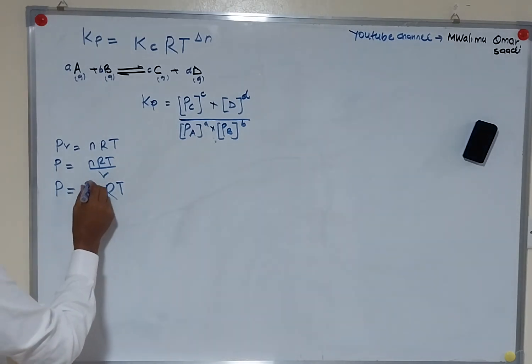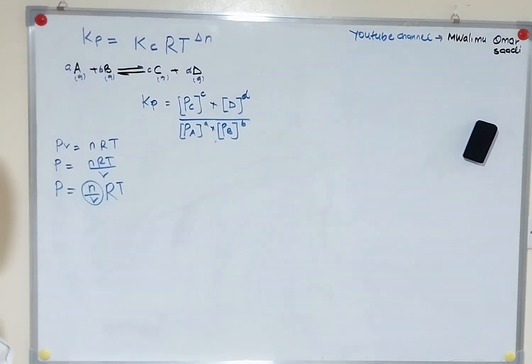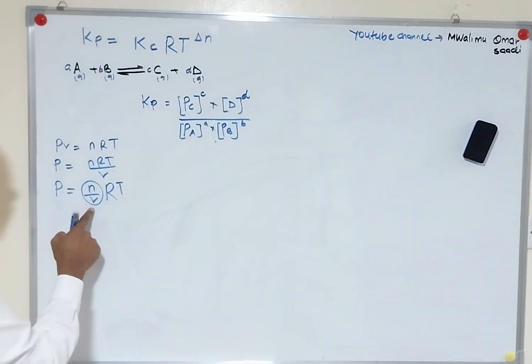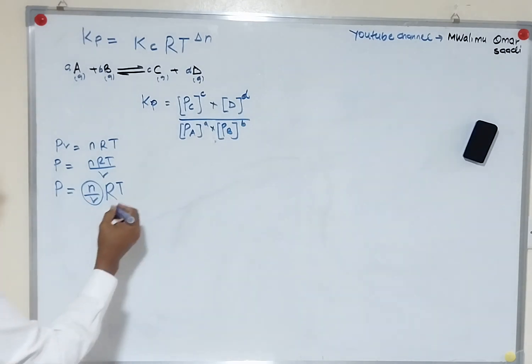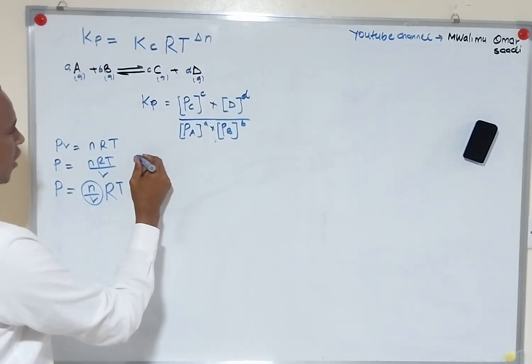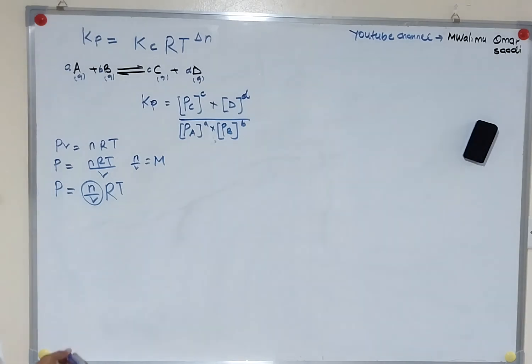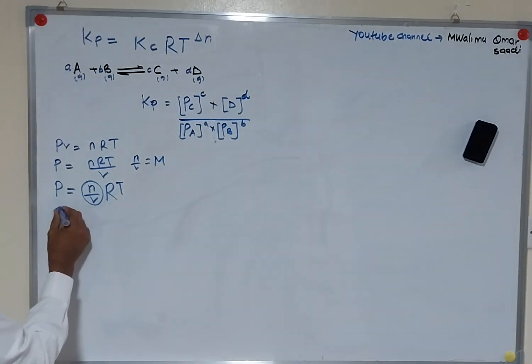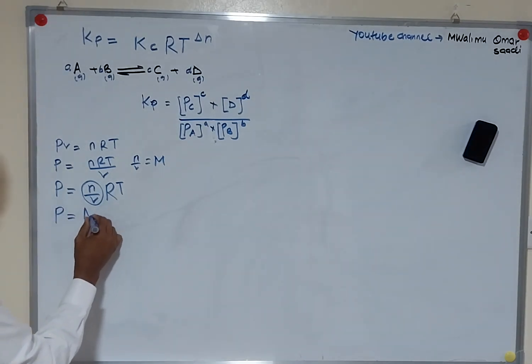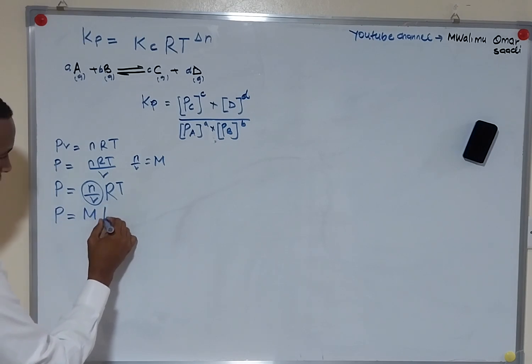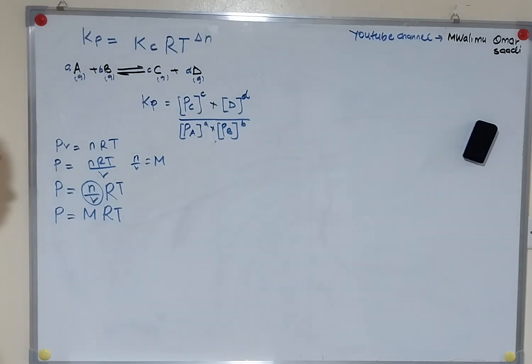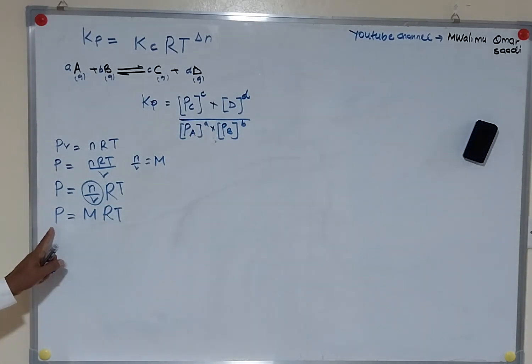So n over V means what? n over V, number of moles divided by volume, will give us molarity or the concentration. So we can replace n over V with molarity. So that will be P is equal to molarity times RT. So that is what we will have for pressure.